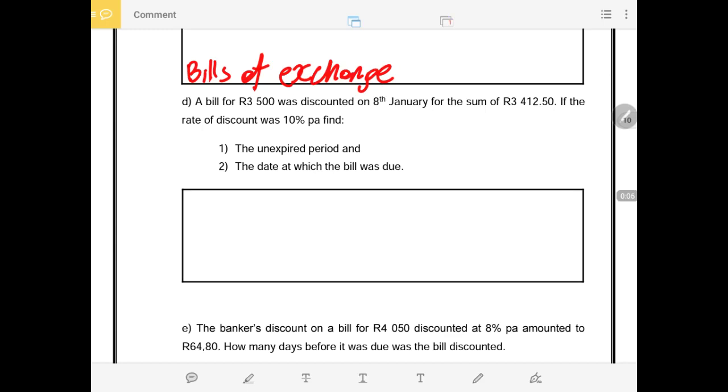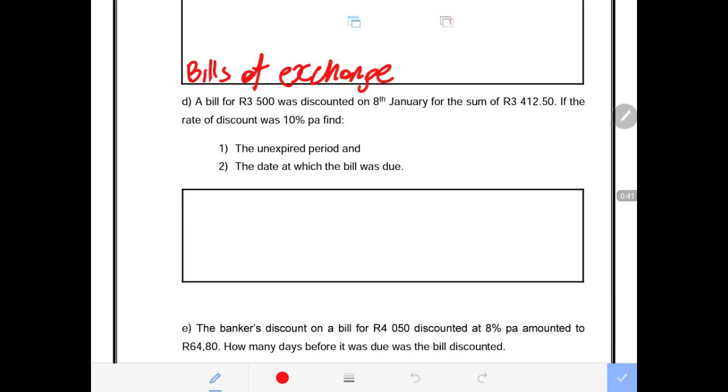This is now another recording on bills of exchange, which is the continuation of exercise 2.2, where we now continue from number D, number E, and number F, the last three questions. Number D is not very far away, but very similar and close to number C. And you'll see what I mean by that as we continue with number D. Bills of exchange is still where we are.